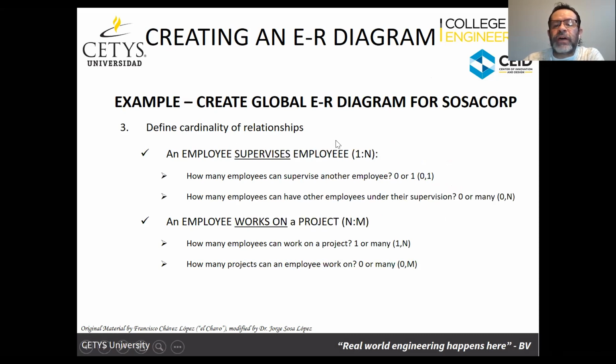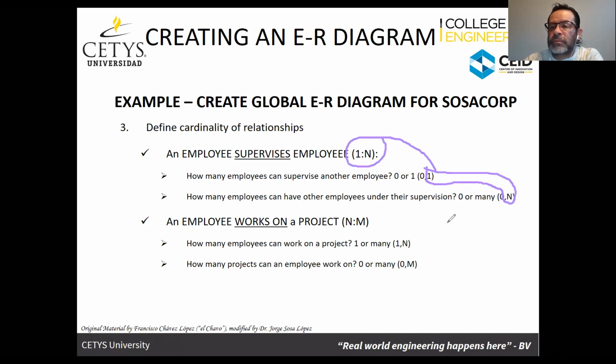An employee supervises an employee. How many employees can supervise another employee? 0 or 1. How many employees can have other employees under their supervision? 0 or many. From the maximums, we can establish the relationship. That's another way of doing it. The way we did it before was kind of by common sense, but we could also do it that way by asking these questions.